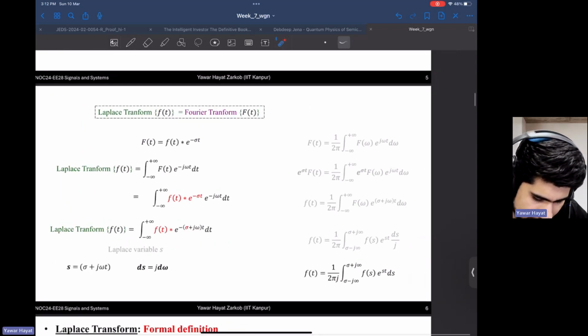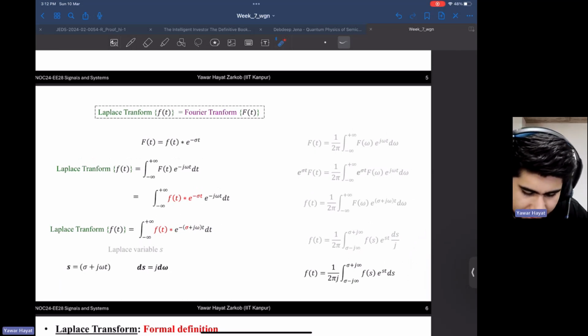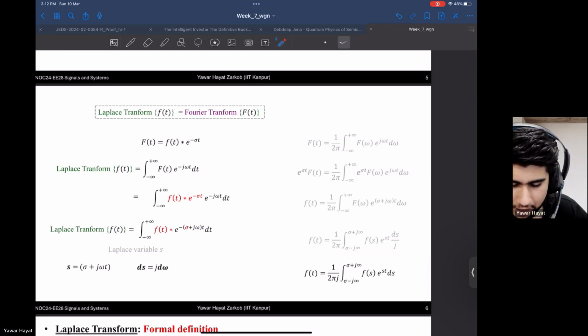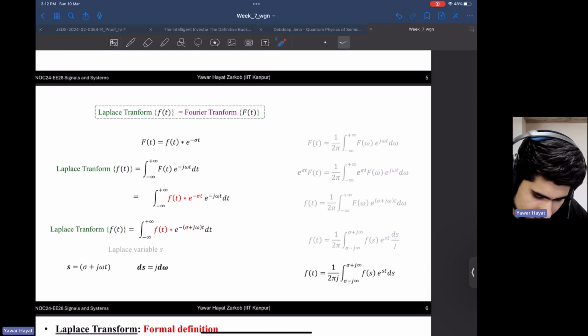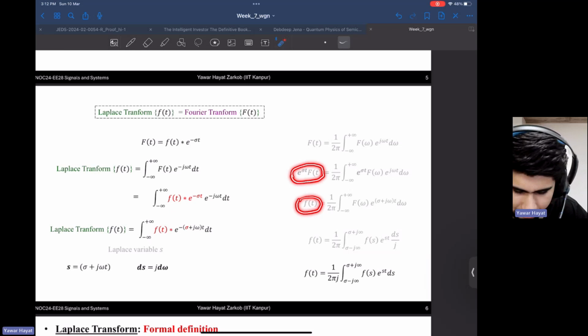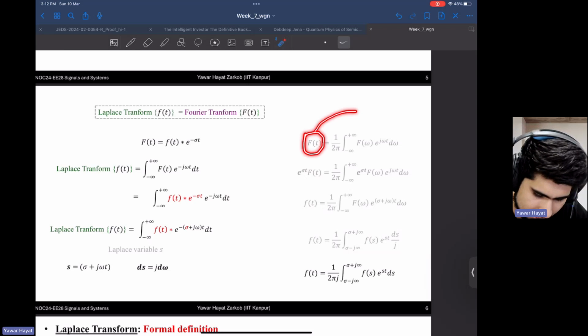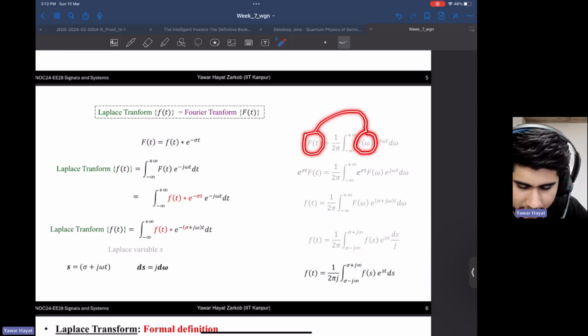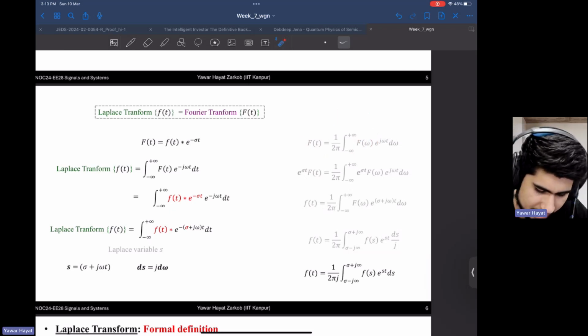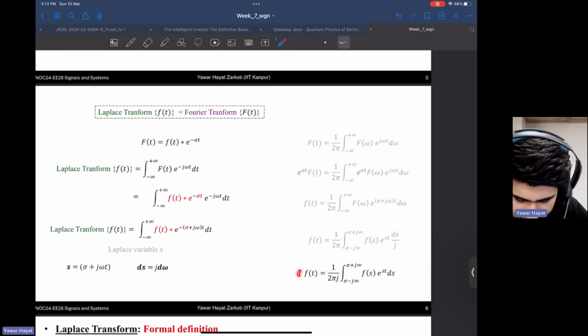What about its inverse? This capital F of t is 1 over 2 pi, minus infinity to plus infinity, F of omega exponential of j omega t d omega. Okay, so I'll multiply exponential of positive sigma t on both sides. Why? Because I'll get small f of t by that, right? This small f of t and capital F of omega are Fourier transform pairs. But I'm interested in getting a formula for this small f of t.